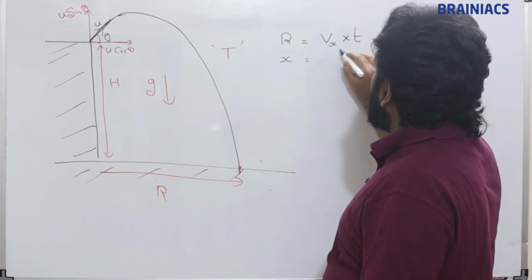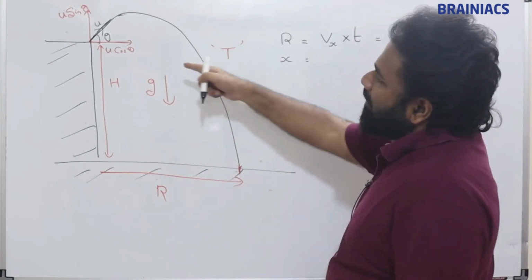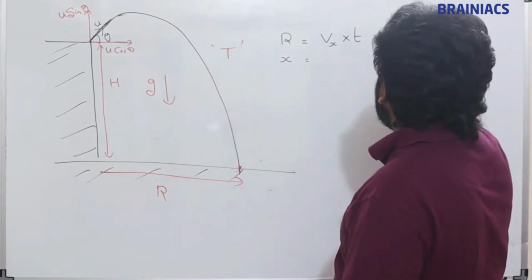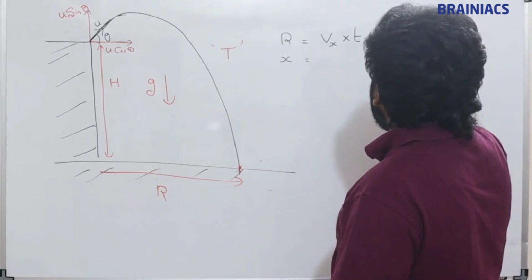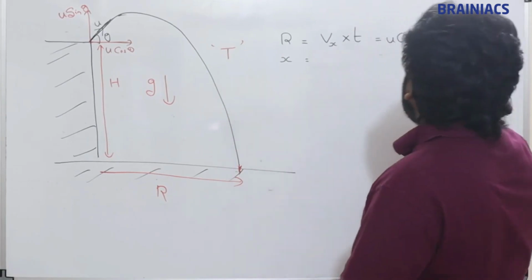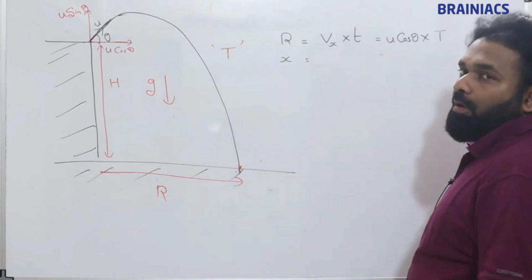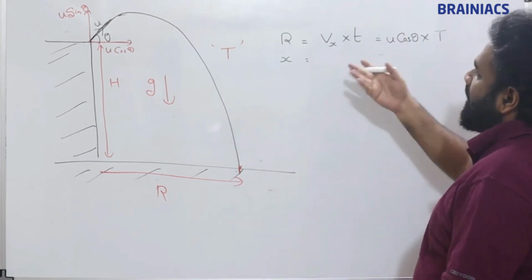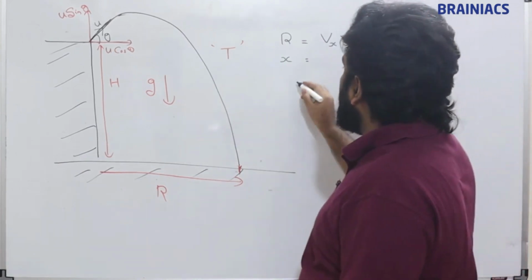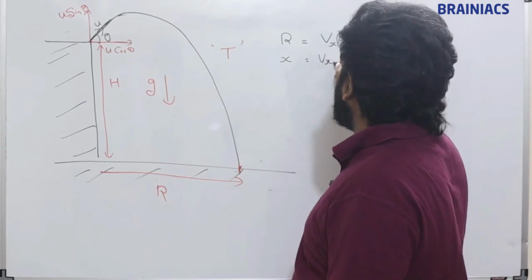What is Vx? Vx is nothing but u cos theta, into time, which is the total time taken to fall down. So using this you can find the range. This is nothing but Vx into t.